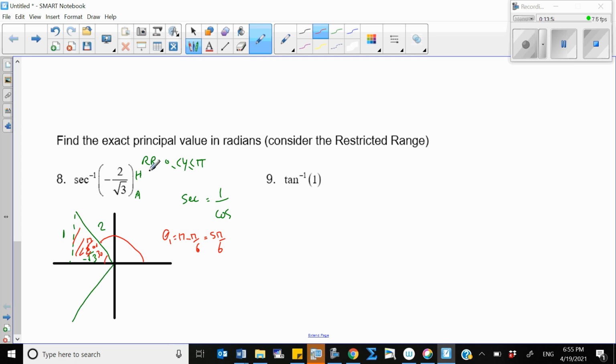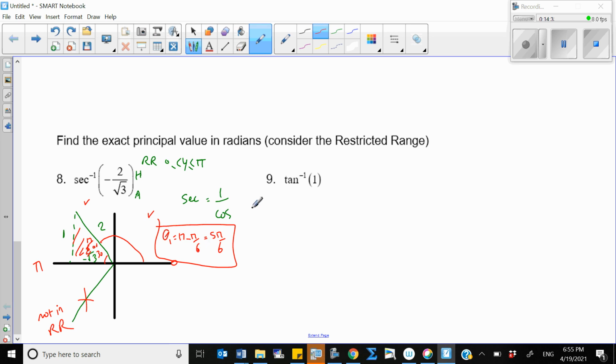We know that the restricted range for secant is the y values which are between 0 and pi. That means we can only accept the ones that are in the first quadrant and the second one, 0 to pi. It's like from here to here. These are the ones that we can accept. But the second angle is in the third quarter, so we cannot accept this one. It's not in the restricted range. So we have only one answer, and that's just 5 pi over 6.